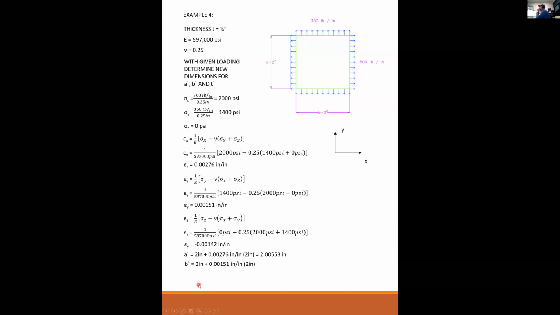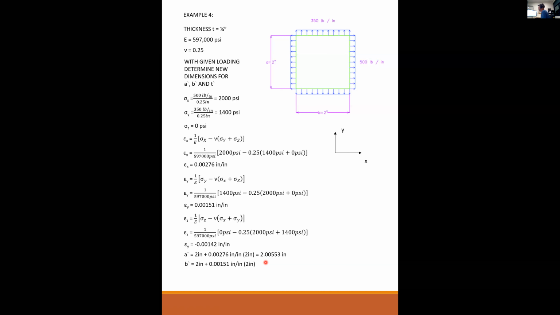Professor, wait, yes. Sorry to interrupt you. For A, wouldn't we add 0.00151 because that's in the Y direction? Uh-oh. I have those backwards. Thank you. Either way, it works because they're both two, but yeah, just the symbols are off. No, you're absolutely right. Yeah, the symbols are off.